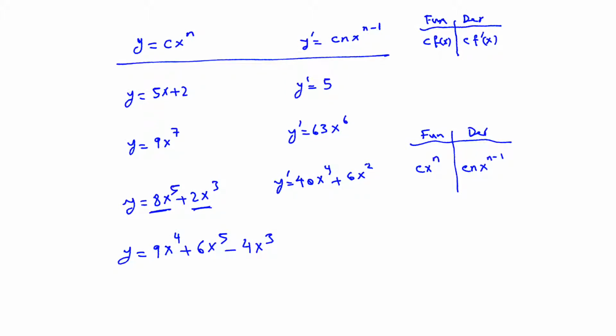Using the fact that the derivative of the addition of two functions is the addition of derivatives. Derivative of 9x^4 plus 6x^5 minus 4x^3. The derivative of 9x^4 is 4 times 9, 36, x to the power of 3. The derivative of 6x^5 is 6 times 5, 30, x to the power of 4. And the derivative of 4x^3 is 12x^2. The derivative of the addition of two functions is the addition of derivatives, and the derivative of the subtraction of two functions is the subtraction of derivatives.